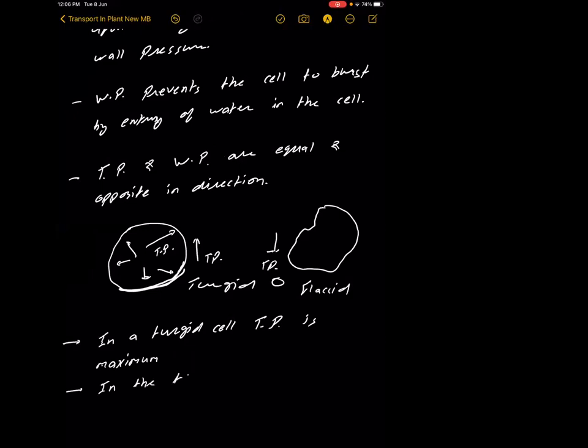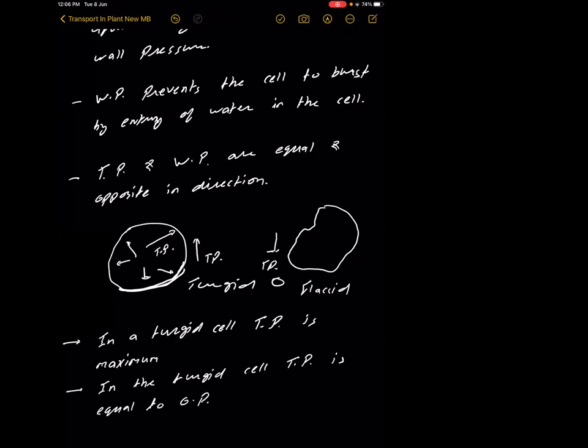In the turgid cell, Tp is equal to OP. OP means osmotic pressure. Osmotic pressure means the pressure exerted by solute on the wall to prevent water entry. That is osmotic pressure.